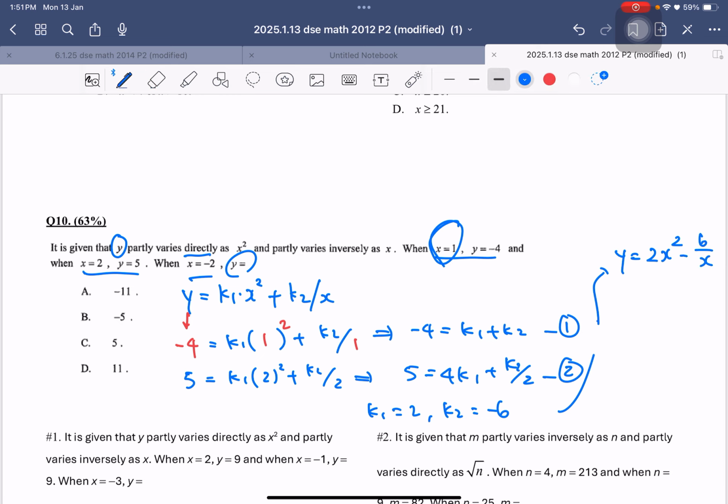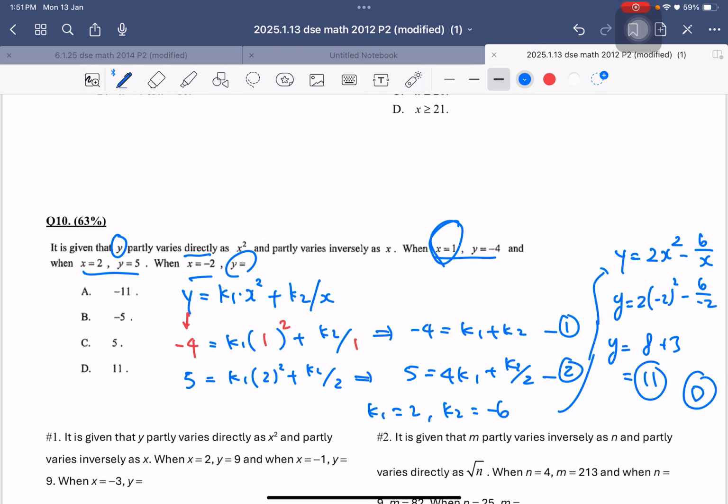Okay, so I try again. So I have y is equal to 2 times negative 2 squared minus 6 divided by negative 2. So y is equal to 2 times 4 giving you 8. Minus giving you plus, so plus the 3, giving you the final answer of 11. So the answer must be D.